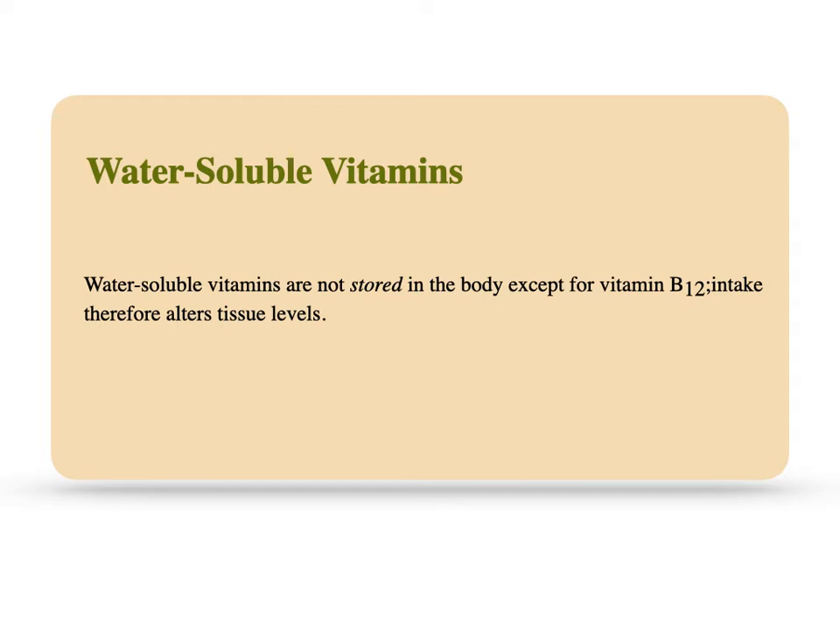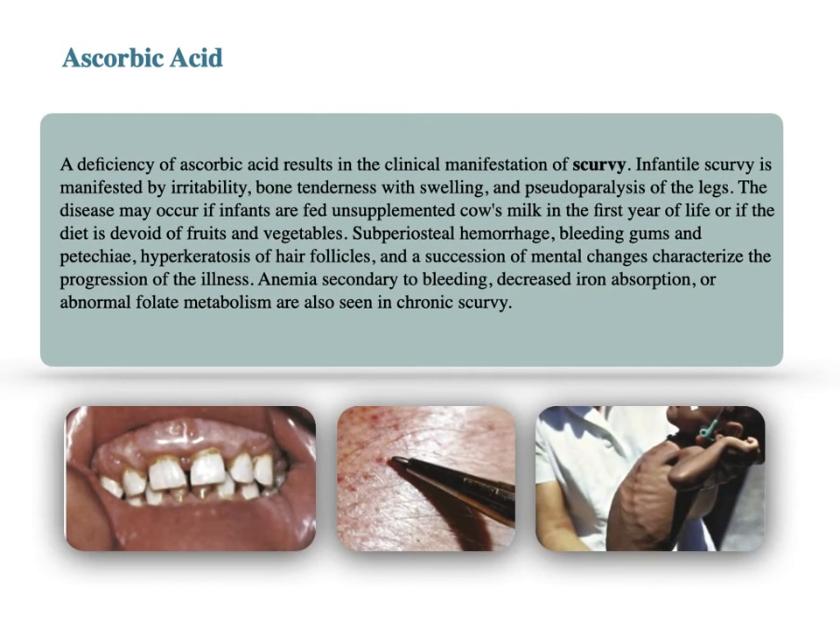Water soluble vitamins. Water soluble vitamins are not stored in the body except for vitamin B12, so intake will alter tissue level. Ascorbic acid: a deficiency of vitamin C will result in the clinical manifestation of scurvy. Infantile scurvy is characterized by irritability, tenderness of the bone with swelling, and pseudoparalysis of the legs. It may occur if the infant is fed unsupplemented cow's milk in the first year of life, or if the diet is devoid of fruit and vegetables.